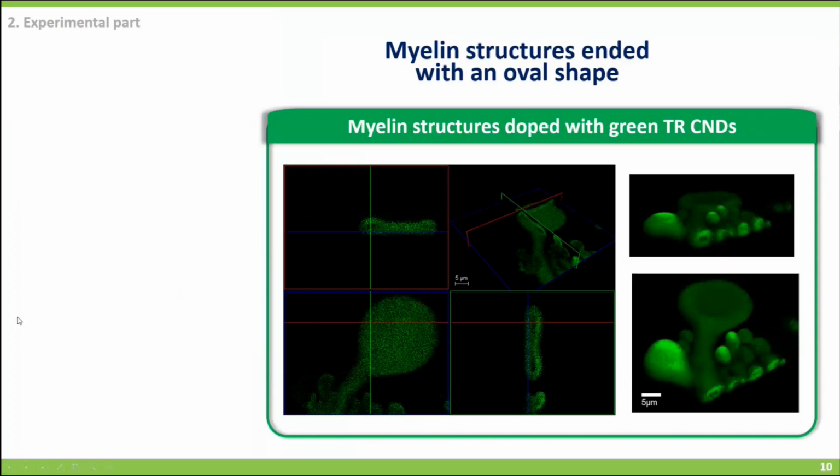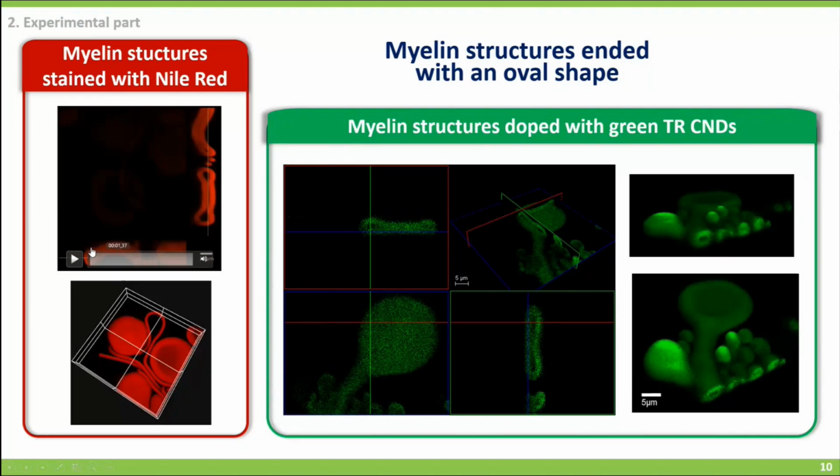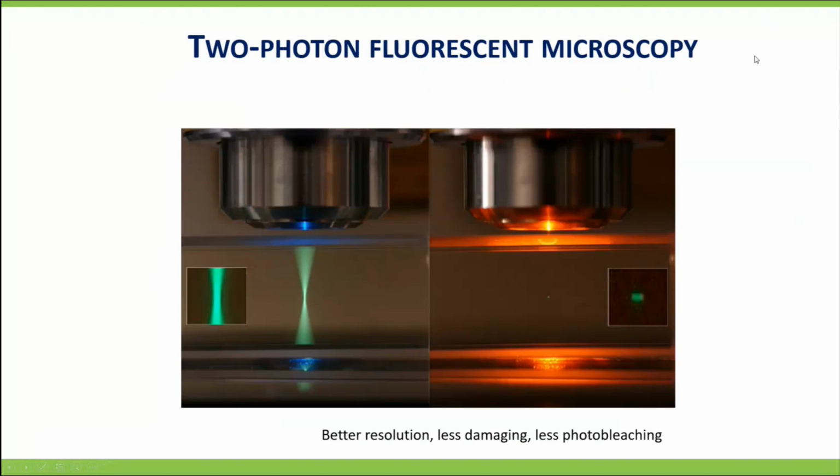The oval shapes were also seen, as well as with the myelin structures doped with Nile red. This is a molecule used typically for the studies of myelin. And if you look at those two pictures, they actually do not differ much. It's just a different microscope, actually.